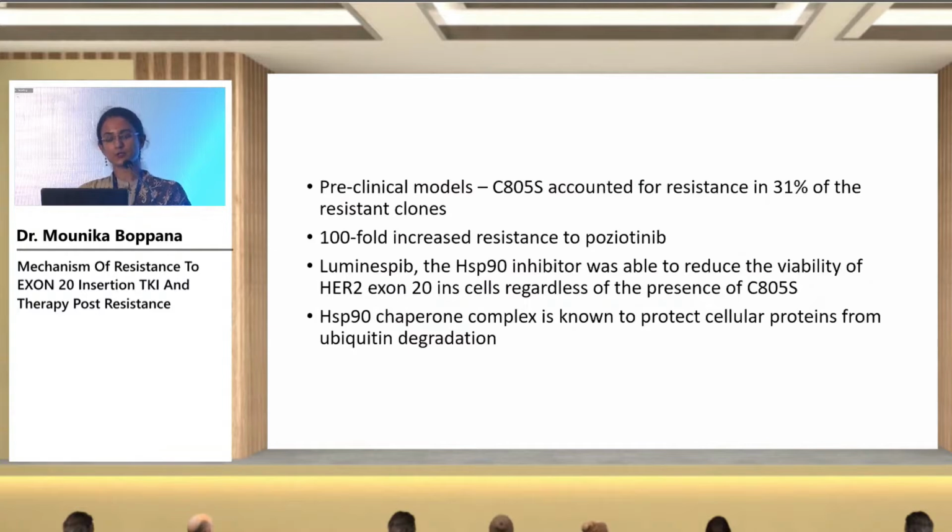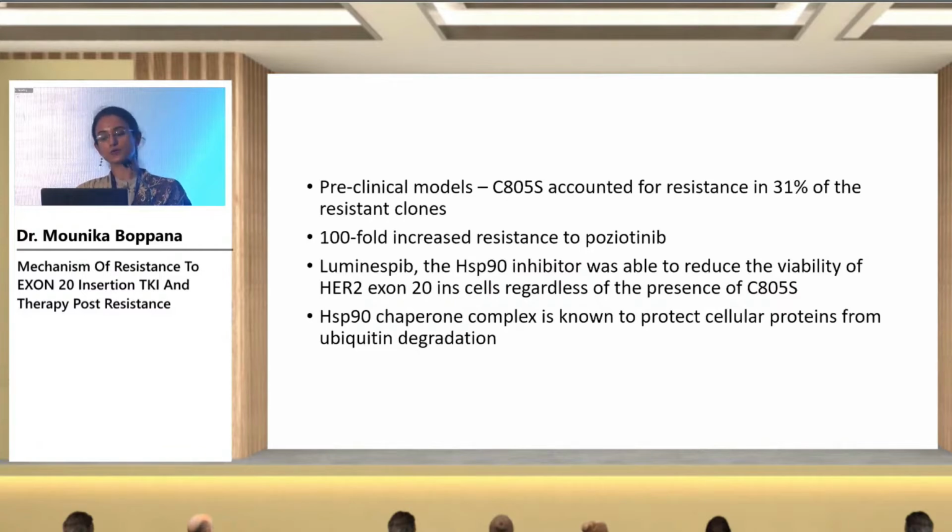There was one particular mutation, C805S, that accounted for resistance in almost 1/3 of the resistant clones. It led to a 100-fold increased resistance to poziotinib. Luminespib, which I had described earlier, is an HSP90 inhibitor that was able to reduce the viability of HER2 exon 20 insertion cells regardless of the presence of the C805S mutation.